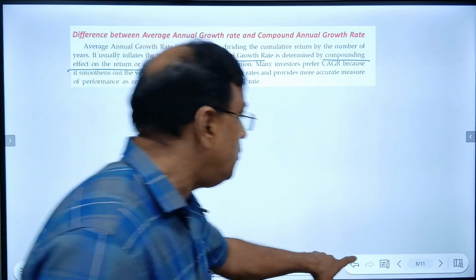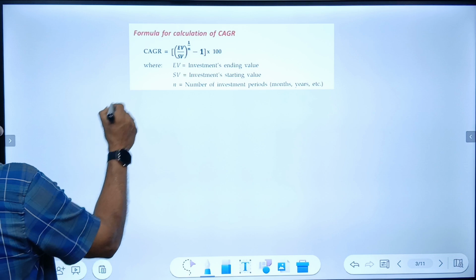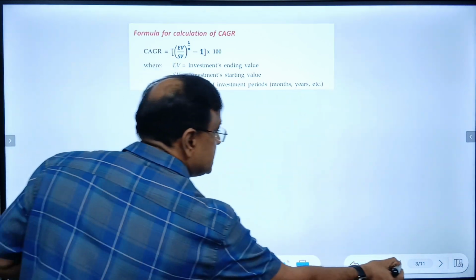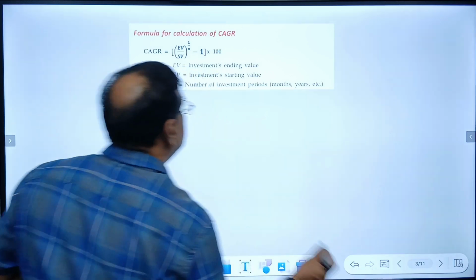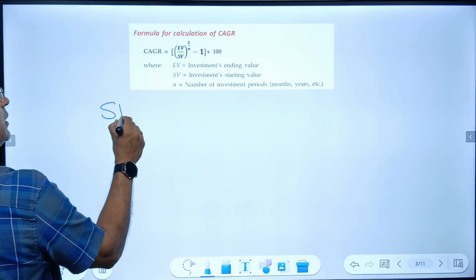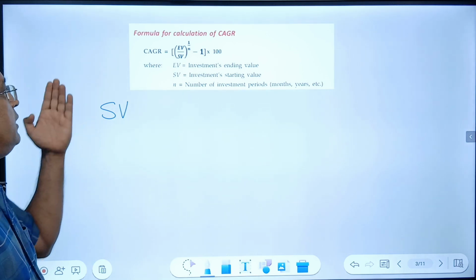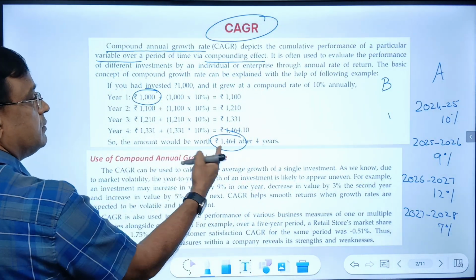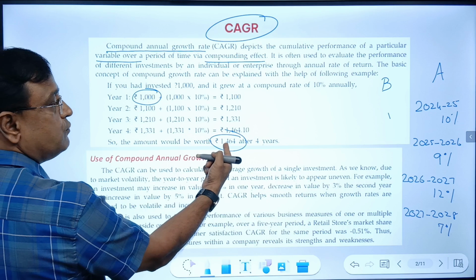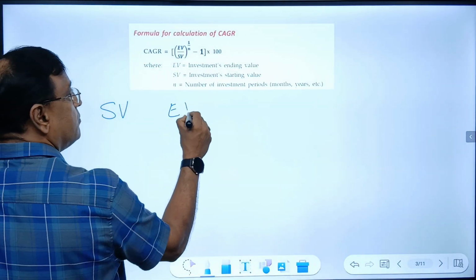Okay. So now, what exactly is it? How do I calculate it? See, I start with a value. In this example, my starting value was 1000, right? So I call it starting value. I use the notation SV. SV means starting value. Now, after 4 years, my final value was 1464. This is my ending value.